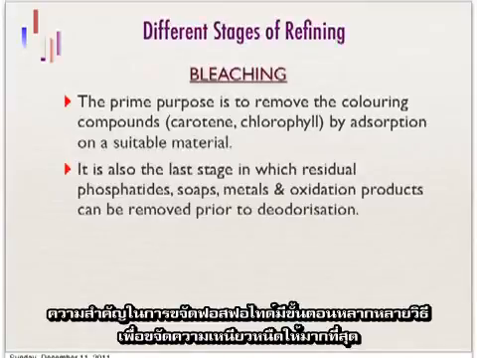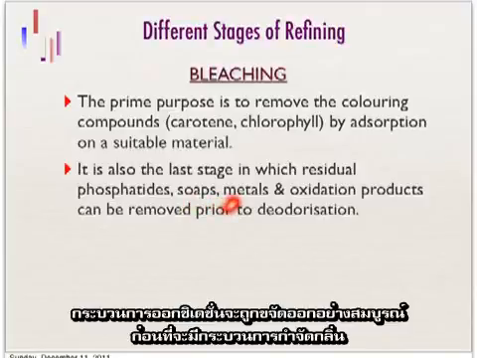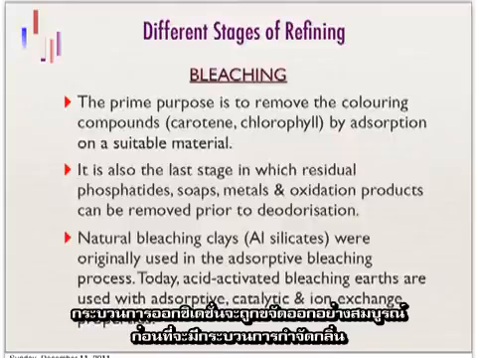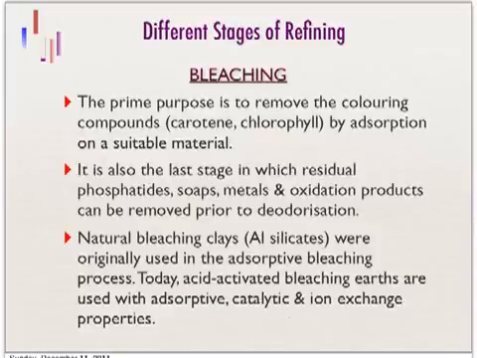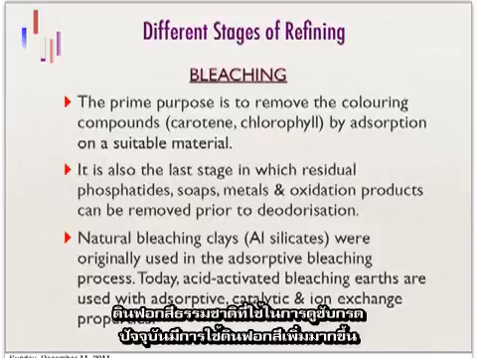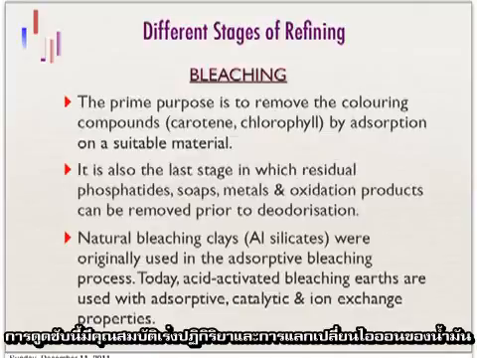So it is important to remove any residual phosphatides from the previous degumming process, maybe residual soaps from the previous neutralization step, any residual metals and oxidation products. This has to be removed almost completely prior to the deodorization process. Originally, natural bleaching clays were used as an adsorbent in the bleaching process, but nowadays acid-activated bleaching earth is used, with higher adsorptive, catalytic, and ion exchange properties.